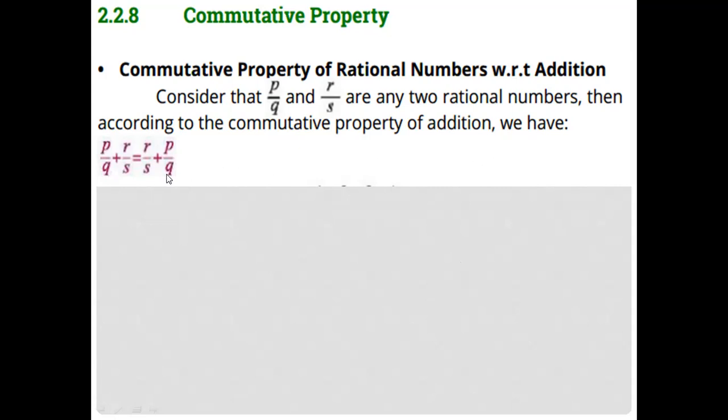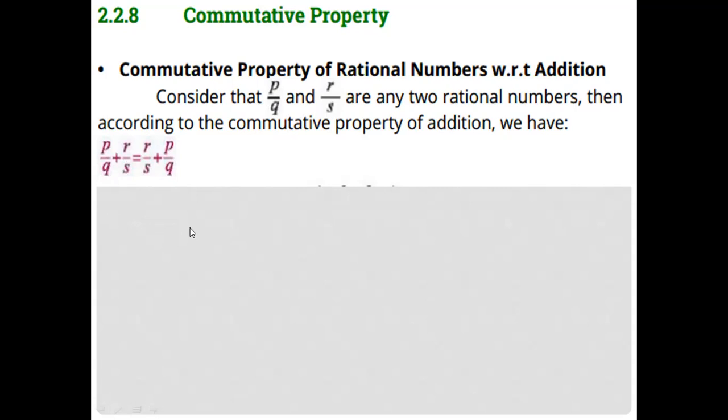In commutative property, look, consider that P over Q and R over S are any two rational numbers, then according to the commutative property of addition, we have P over Q plus R over S is equal to R over S plus P over Q. Means that if you have two rational numbers, one rational number is this and the other rational number is this, if you add these rational numbers, you write this one number first and R over S in the second position, you solve it, you add these rational numbers.